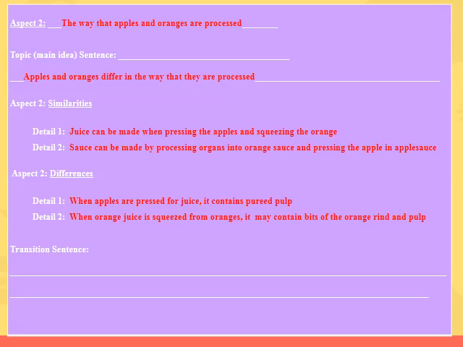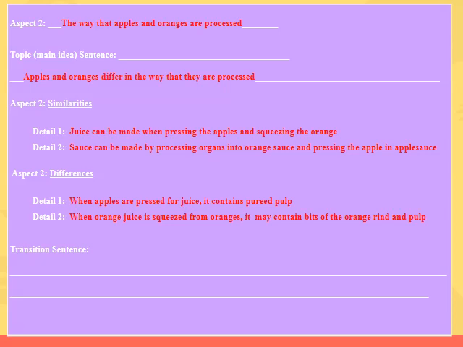So the way that they're processed, we can look at them and say, okay, well, what can we make from apples? What can we make from oranges? How are they similar? Well, juice can be made when pressing the apples and squeezing the orange. So, of course, when you squeeze apples, you get apple juice. When you squeeze oranges, you get orange juice. That's how they're similar. Also, not only can you get juice, but you can also get sauce from oranges and apples as well. Sauce can be made by processing the oranges into orange juice and then pressing the apples into applesauce. So you can get a sauce from both of them, is how they're similar.